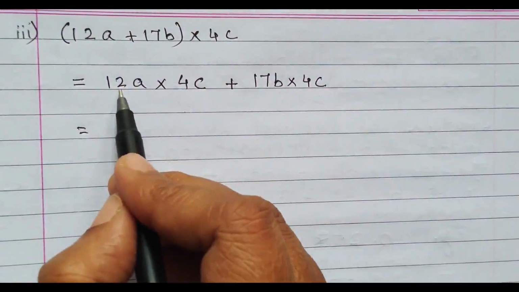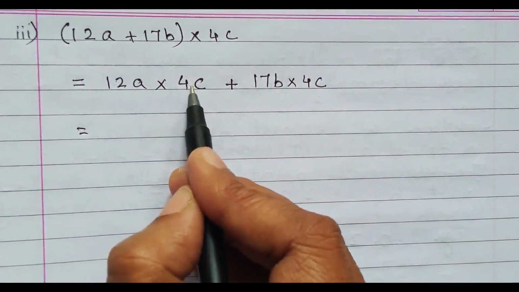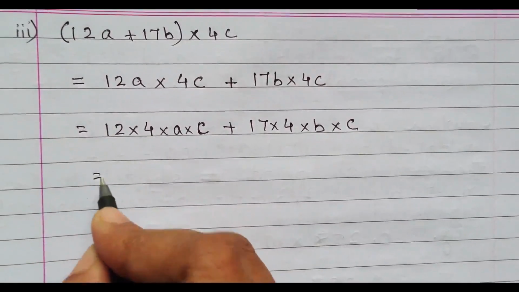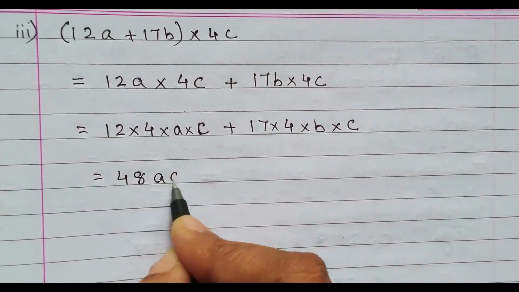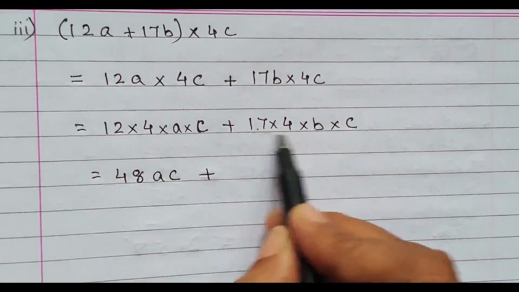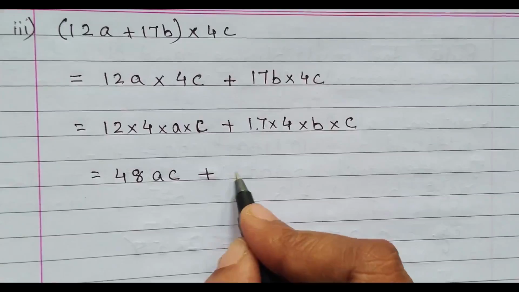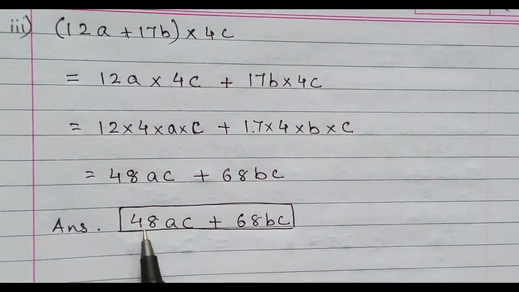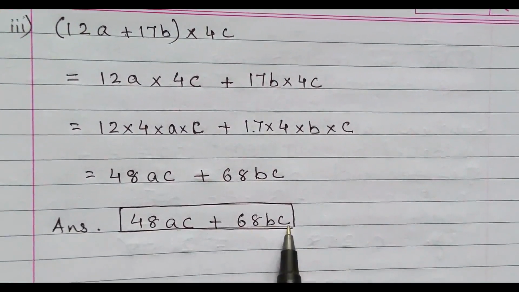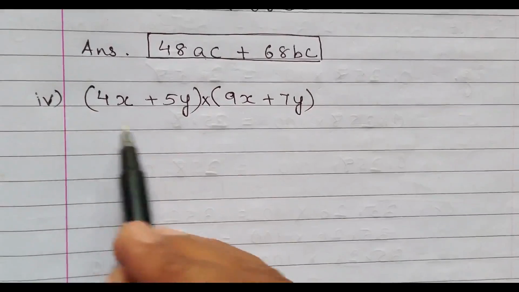Now this is multiplication of a monomial by a monomial. 12 multiplied by 4 is 48. A into c will give you ac plus 17 4s are 68 bc. So your answer is 48 AC plus 68 BC. Now let's do the fourth question.